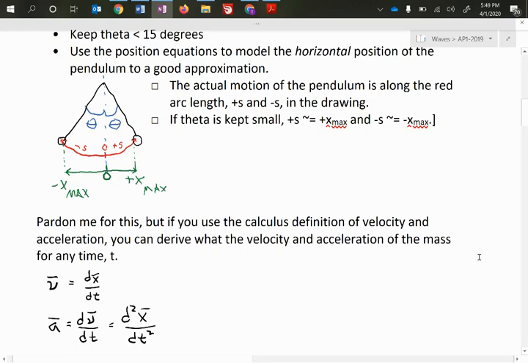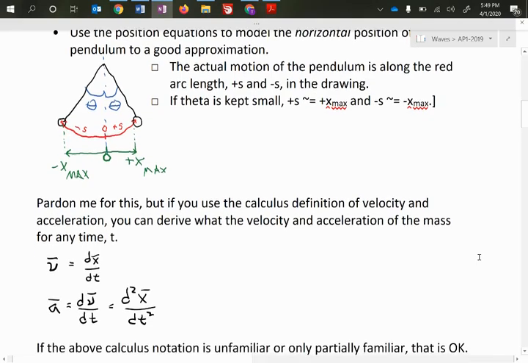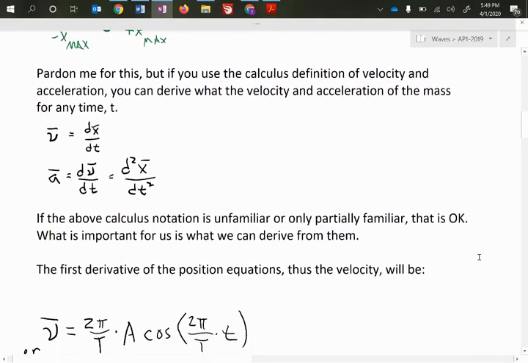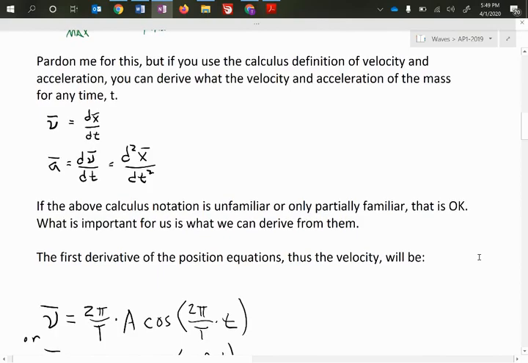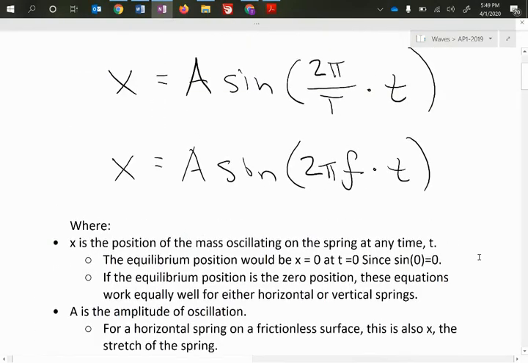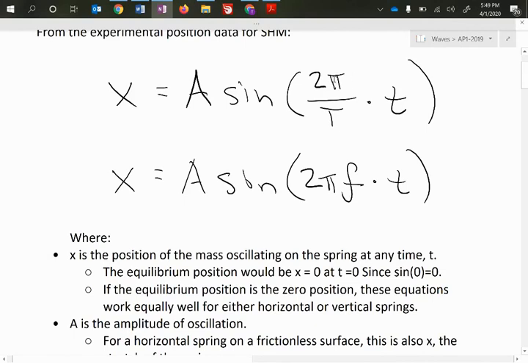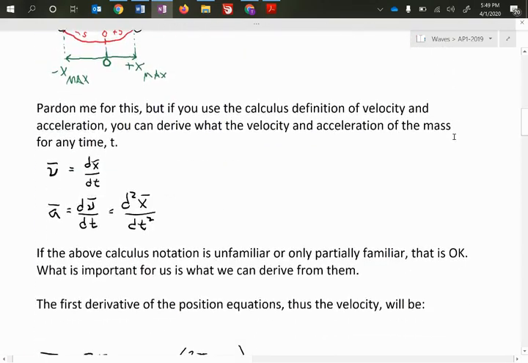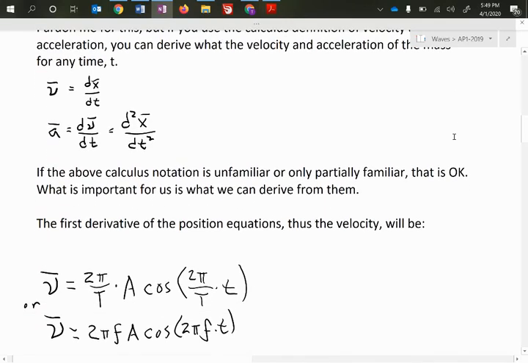And again, if any of that is completely unknown, or if any of that is just sort of known, no problem. We're going to back it up with graphing. So using those calculus definitions, if we take the derivative of sine of 2 pi over period times t with respect to this variable t, what we end up with, from the sine function, is a cosine function.